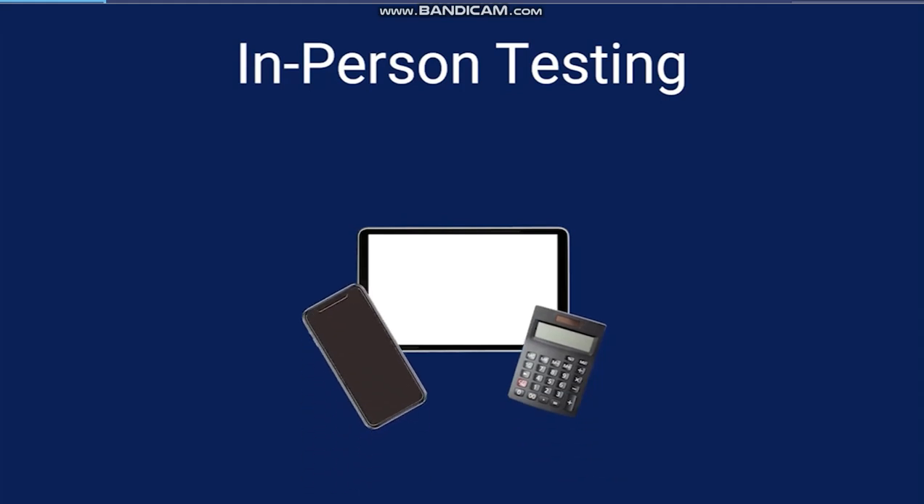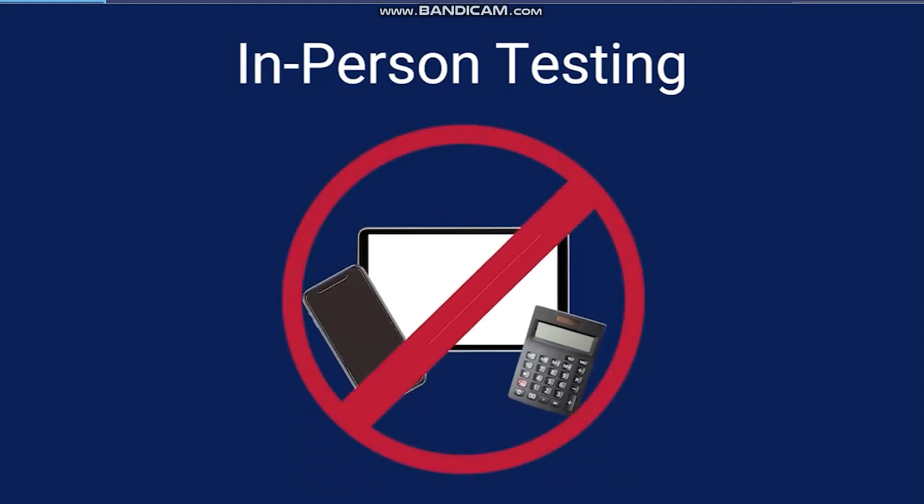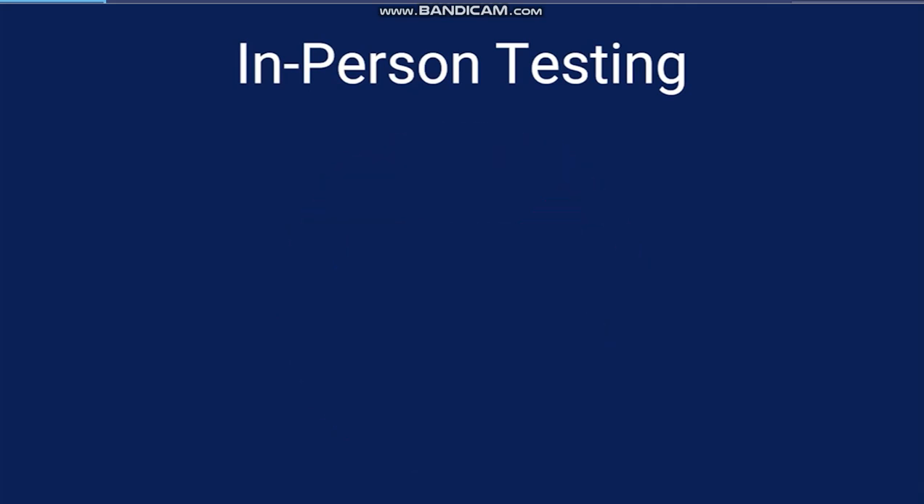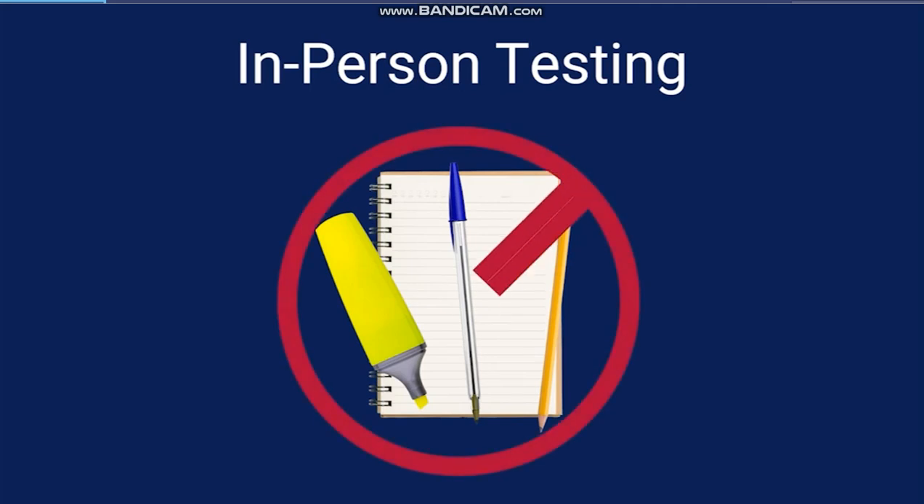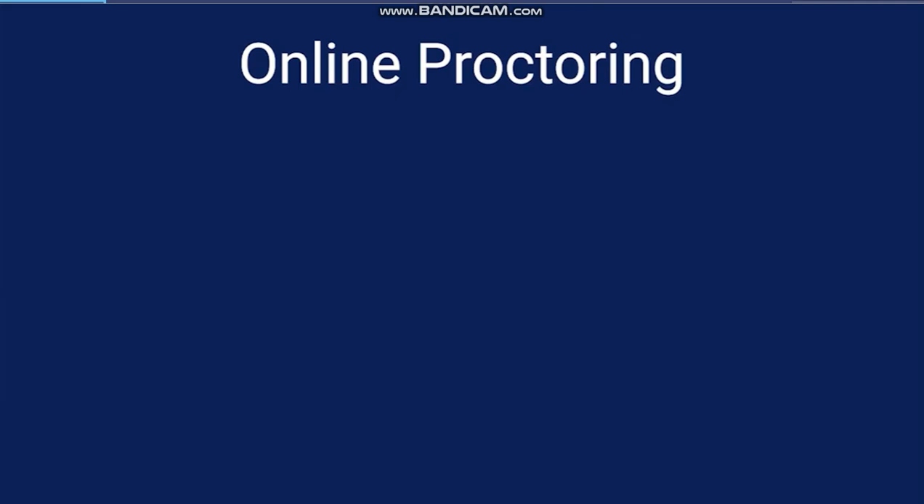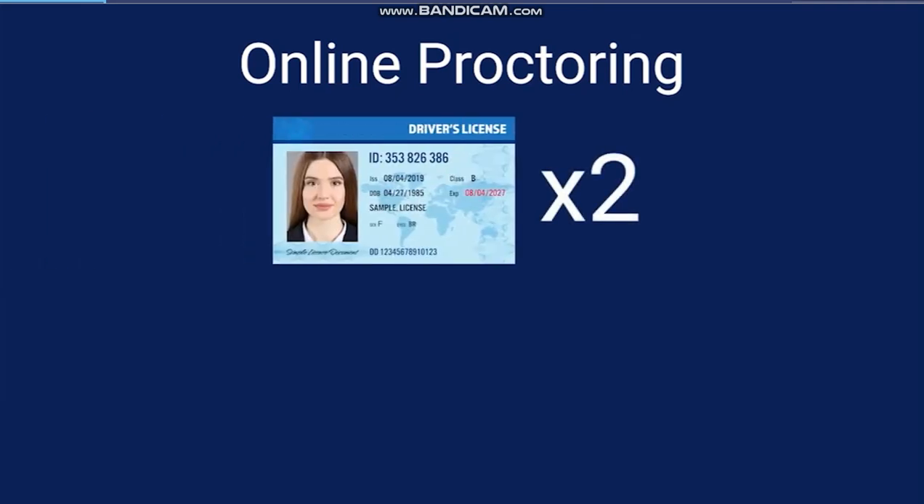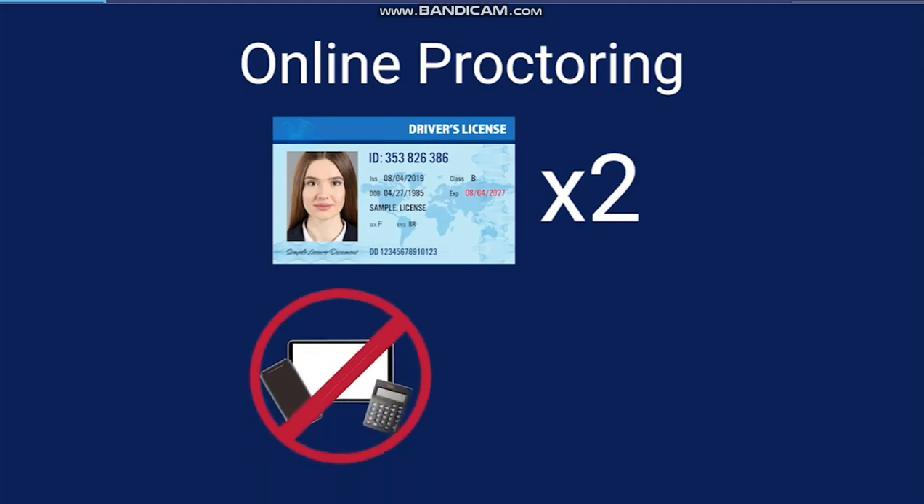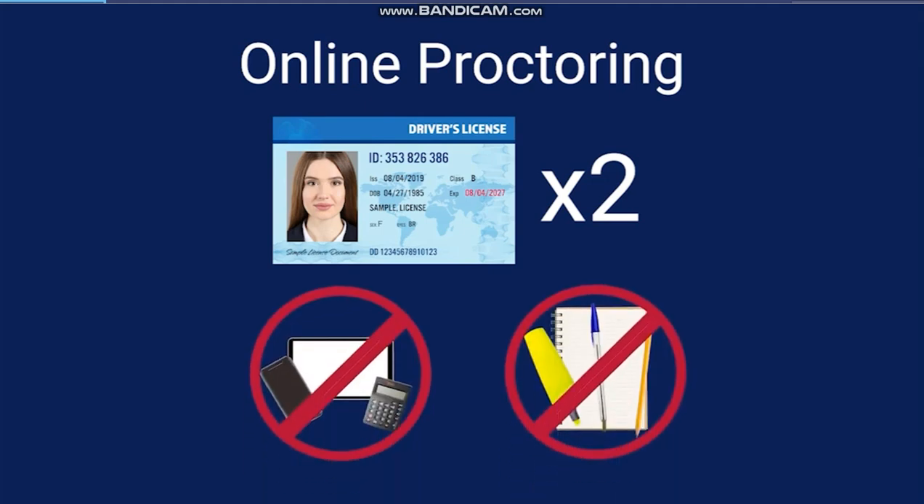Note that you will not be able to take any electronic items into the test center. It's best to leave all electronic items locked in your vehicle or at home. You will not be able to take any materials with you such as pens or a notebook. For online proctoring, you will also need to make sure you have 2 forms of identification and must not have any electronic devices or writing materials during the exam.